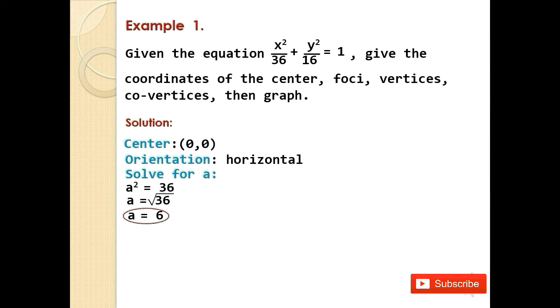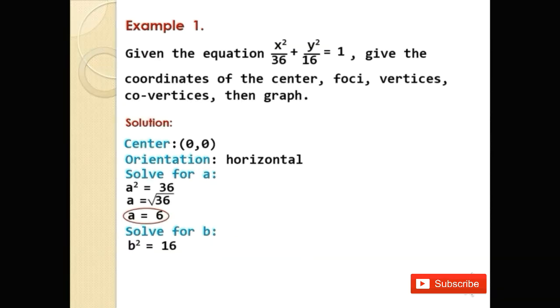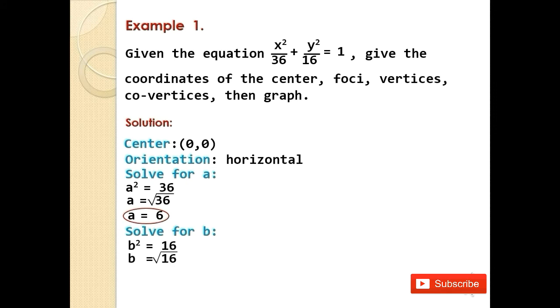Let us now solve for the length of our semi-minor axis, or the value of our b. B squared is equal to 16. Now, to solve for b, we just get the square root of both sides. So what is the square root of 16? We have 4. Therefore, the length of our semi-minor axis is 4 units.